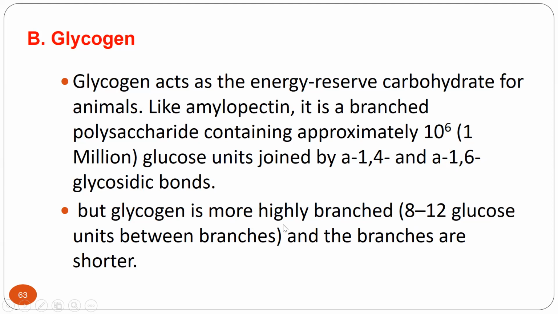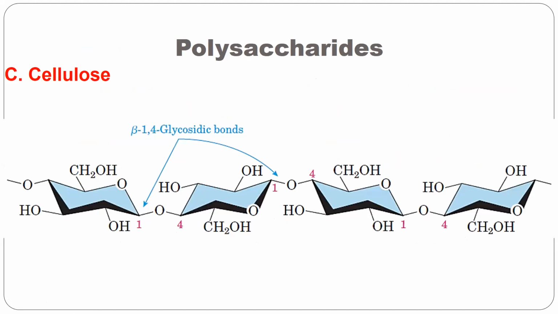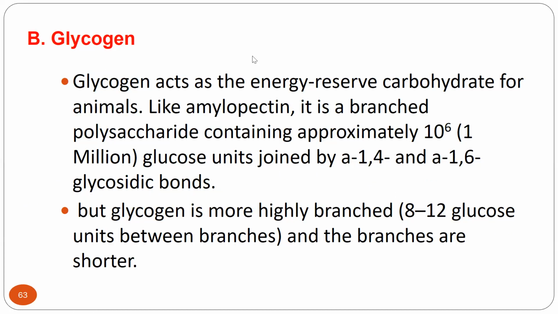Remember, your amylopectin branches every 25 to 30 units of straight chain. When it reaches a minimum of 25 units of straight chain glucose polymer, it branches. But in glycogen, the difference is that at 8 to 12 glucose units, it already branches. So glycogen is more highly branched than amylopectin. Amylopectin already has a very high molecular weight, and glycogen's molecular weight is even greater.